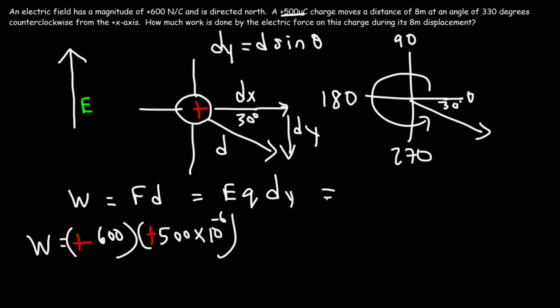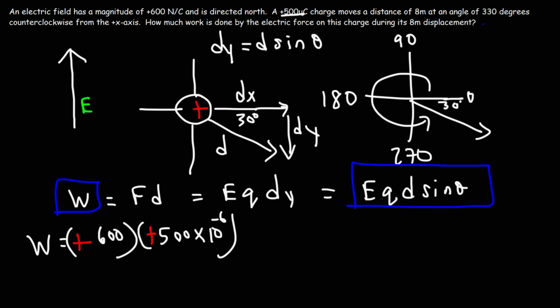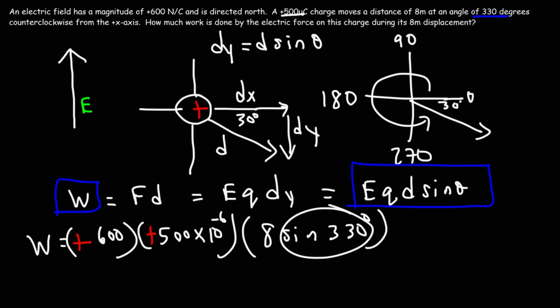So let's extend this equation. dy is going to be d sine theta. So this is the formula we're going to use to calculate the work since we're given an angle. So d is 8 meters, that's the displacement. And I'm going to use sine 330 relative to the positive x-axis because this is going to give us the negative value that we're looking for.